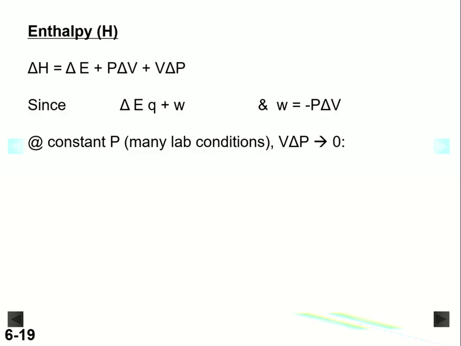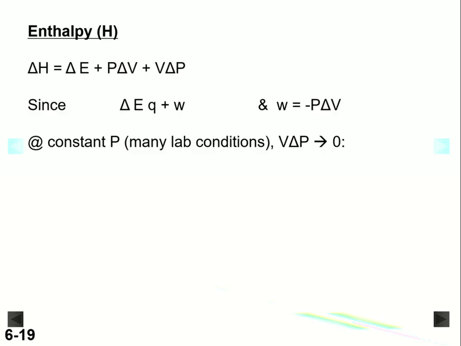Now we know that delta E is equal to Q plus W. Forgive that there's an equal sign missing there. That equal sign will be correctly articulated in your lecture PowerPoints. And work is equal to minus P delta V. Remember that. And at constant pressure, so if P equals a constant, V delta P is 0. If P is a constant, delta P is 0. Therefore, the product V delta P is 0.